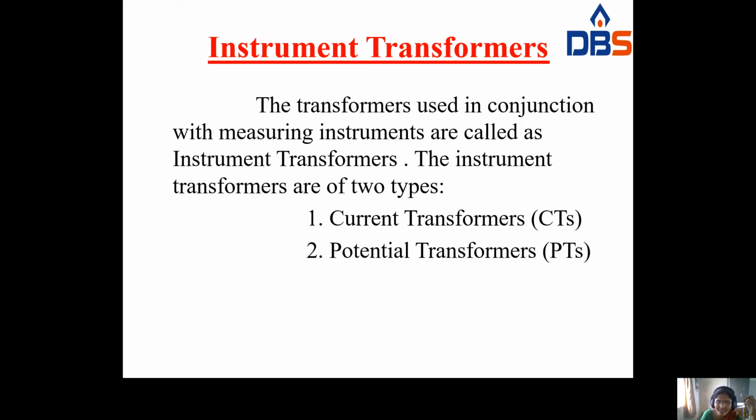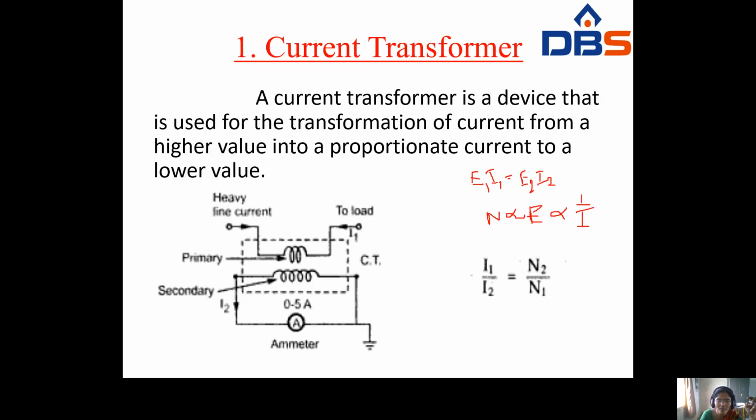So the instrument transformers are mainly of two types: current transformers and potential transformers. First of all, you have to see the current transformer.